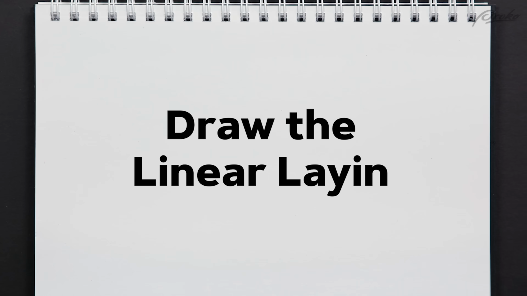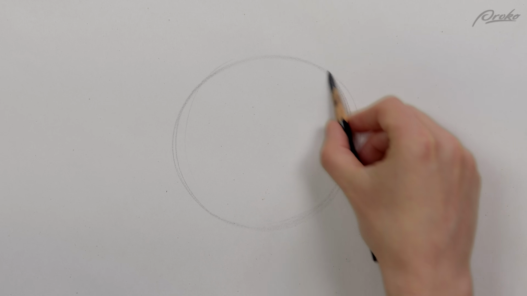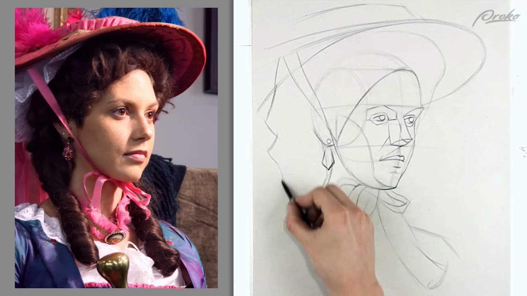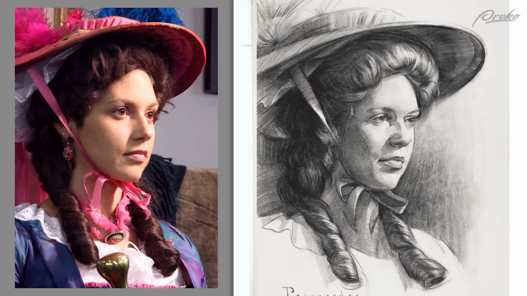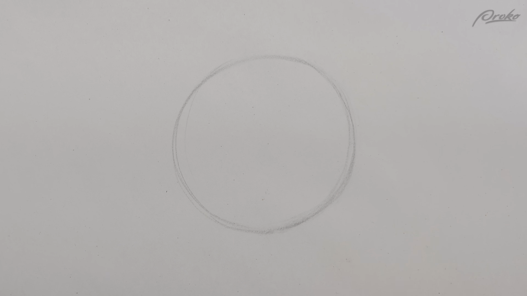Draw the linear layin. Personally, I like to always start with a linear layin, mapping out and designing the shapes, establishing the gesture, perspective, anatomy. Anything we can solve linearly, I do linearly first. In this case, it's just a circle. One of the main roles of a linear layin is to serve as a bunch of containers and placeholders that inform us where to put our values and colors. They're important though, of course. And what's the point of shading all those details in the wrong place? Or shading a boring shape? So most artists start with a linear layin before they shade.